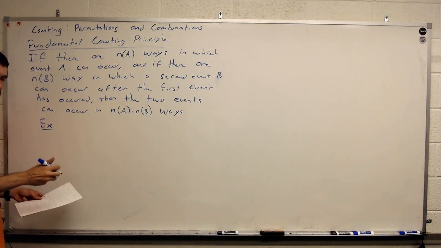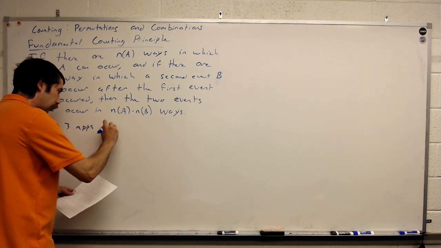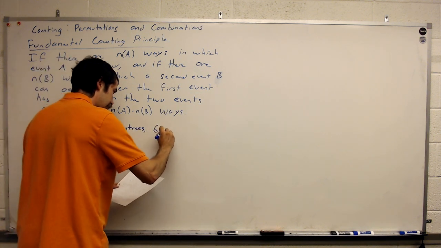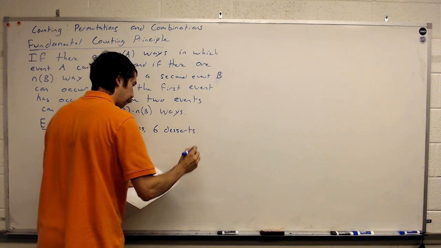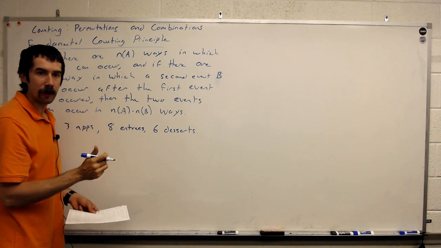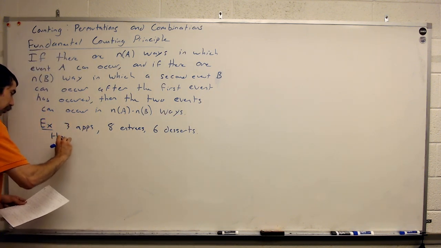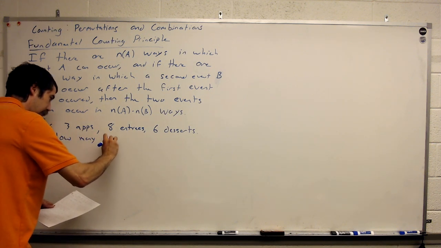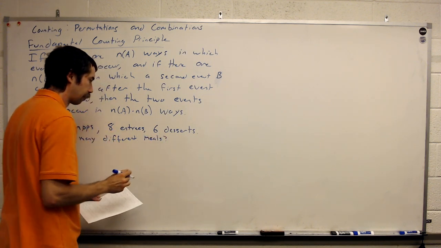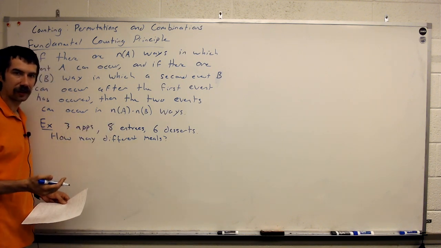So suppose a restaurant has 3 appetizers, 8 entrees, and 6 desserts. Okay, so this restaurant has 3 different appetizers, 8 different entrees, 6 different desserts, and you want to select one of each to make a meal. The question is, how many different meals? All right, and we're going to say a meal has to have an appetizer, an entree, and a dessert.